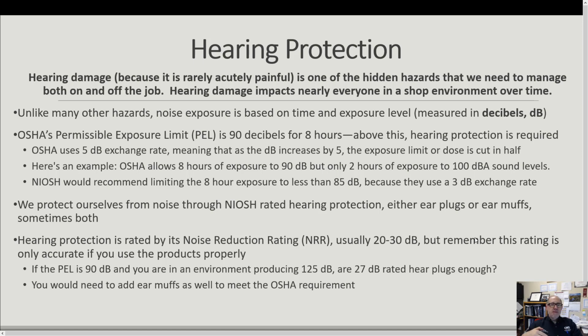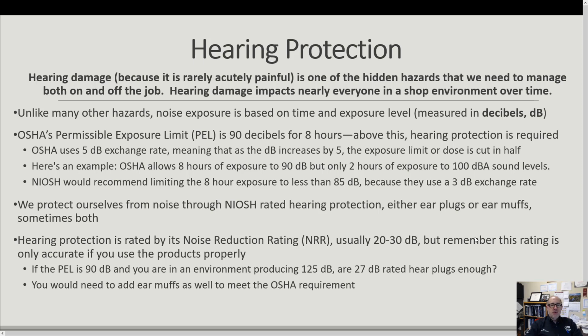limit is cut in half. So, for example, OSHA allows 8 hours of exposure at 90, but at 100 decibels it's only 2 hours because of that exchange rate. NIOSH would recommend limiting 8-hour exposure to less than 85 decibels because they use a stricter exchange rate of 3 decibels.